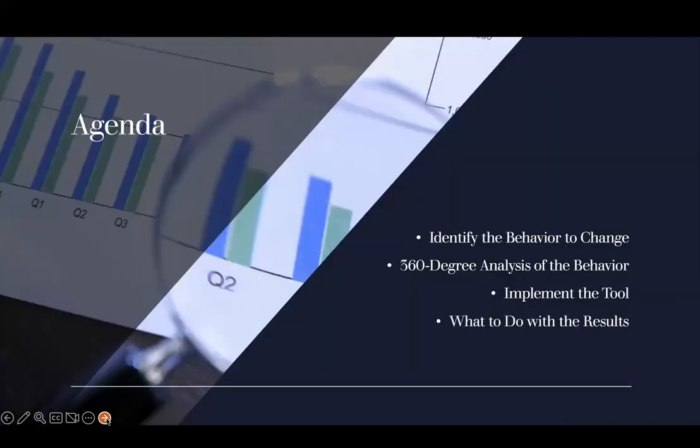So then I get to thinking, what do we already have on the market? There's this thing called the SWOT analysis, the strengths, weaknesses, opportunities, and threats. That identifies behavior, right? So what we want to do today is identify the behavior, and take a 360-degree analysis of the behavior that we're looking to change or modify. Then I'm going to show you the tool that I came up with, or tweaked, to make it applicable to financial counselors across the spectrum, and then what to do with the results.